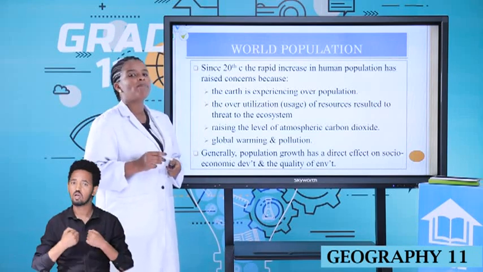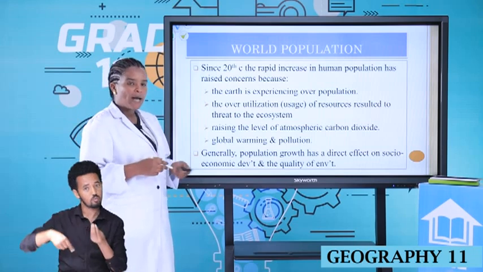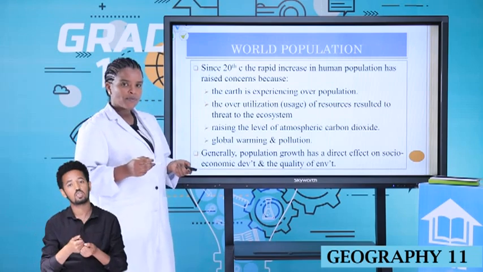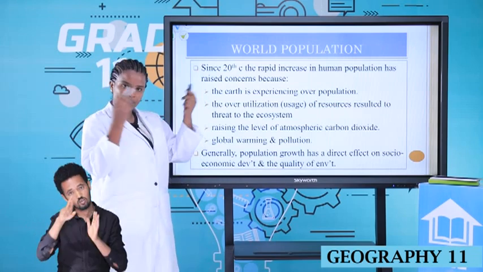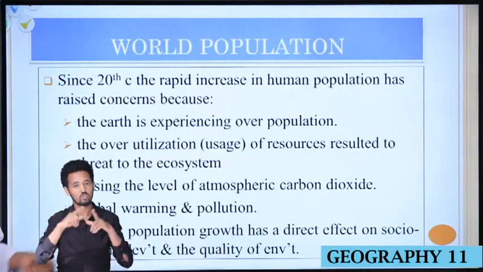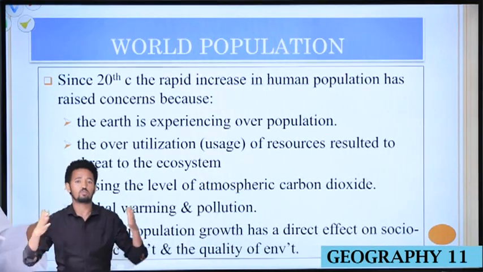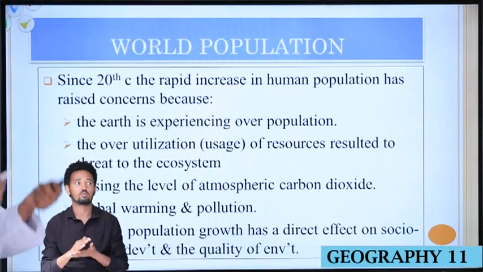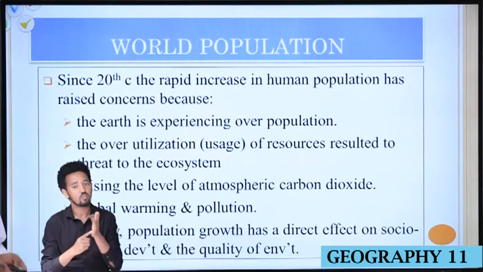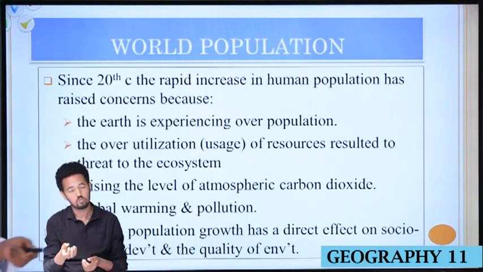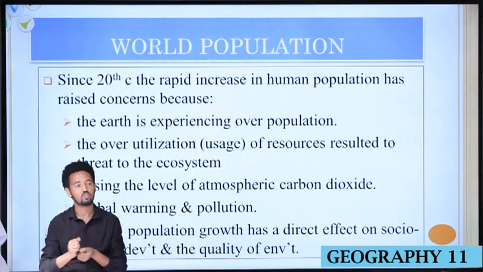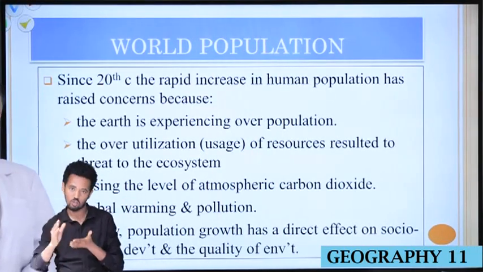This has a negative impact on the environment. For example, at this moment, the amount of carbon dioxide in the environment is increasing as a result of population growth. Why? People deforest forests, for example, to expand farmlands and for settlement purposes and so on. If the amount of natural vegetation decreases, the amount of carbon dioxide in the atmosphere increases. So, population growth directly affects socio-economic development and the quality of the environment.